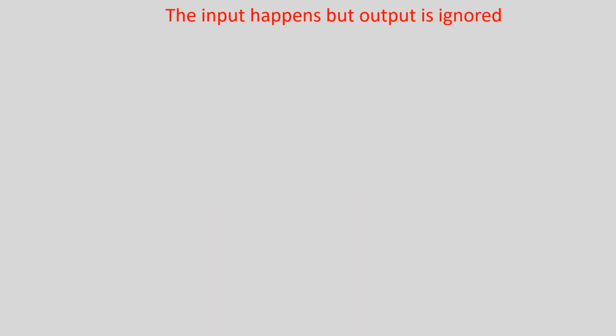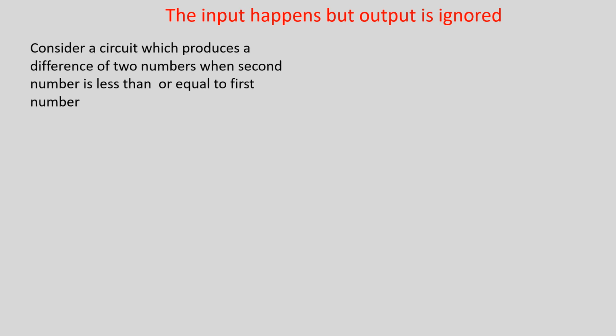Let us see the second case where a don't care condition happens. Here it is written that the input happens but the output is ignored. Let us understand this with the help of one example. Consider a circuit which produces the difference of two numbers when the second number is less than or equal to the first number. Let us draw the truth table for it.